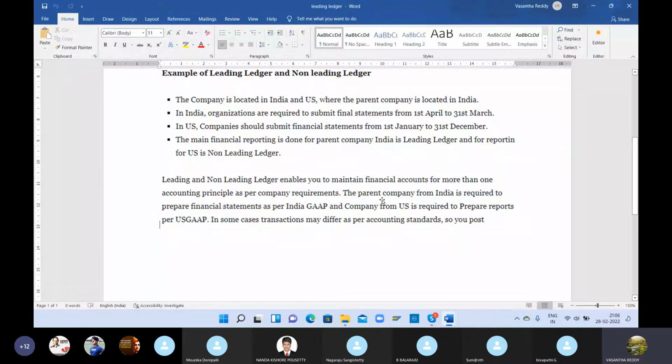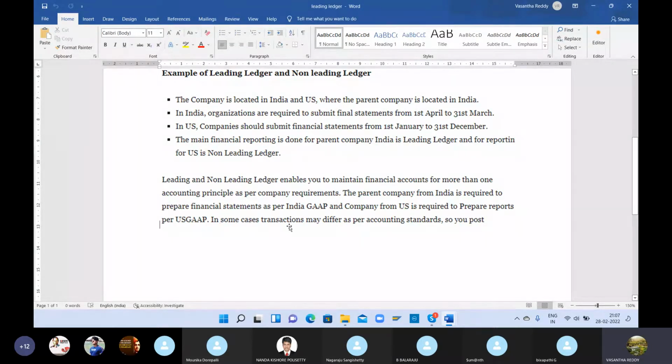The parent company from India is required to prepare financial statements as per India GAAP. GAAP means Generally Accepted Accounting Principles. The leading ledger should maintain GAAP to prepare the required financial statements as per the leading ledger contract. And a company from the US is required to prepare reports under US GAAP. This US company should prepare reports under US GAAP, United States Generally Accepted Accounting Principles, which should be allowed in this non-leading ledger.